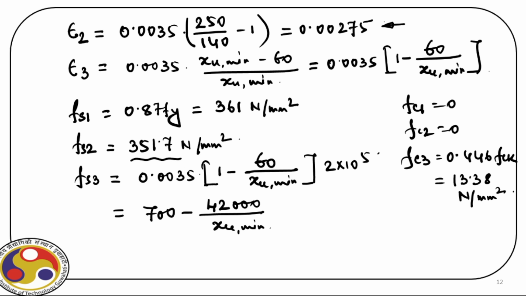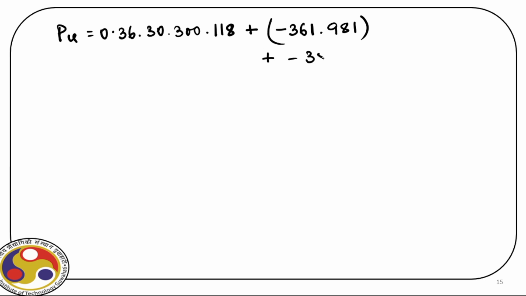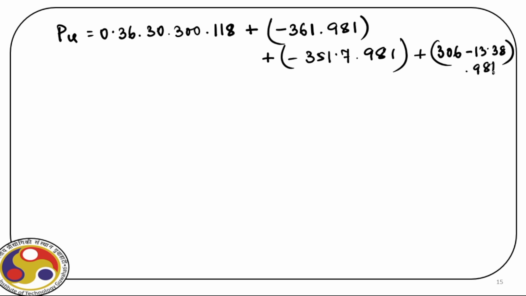So this is 351.7. So we have minus 351.7 times 981 plus we have 306 minus 13.38 times 981. So if you do that, you'll see it is not exactly 0 because we are yet to get this XU converged and appropriate values of stresses. So you'll get something like 42 kilonewton, which is not 0.